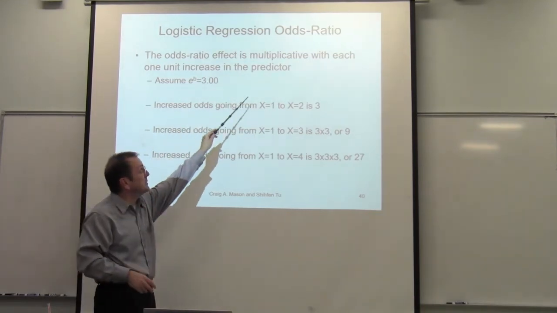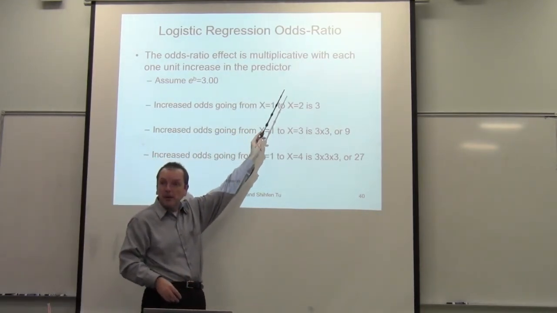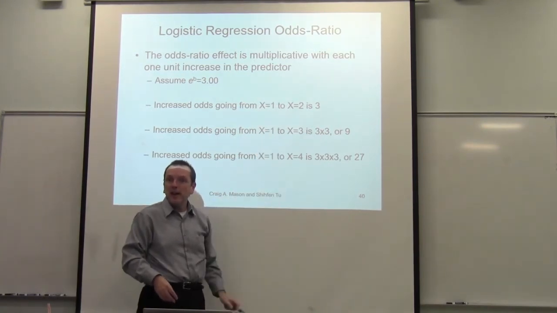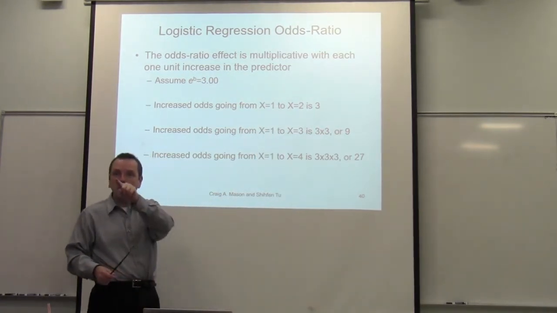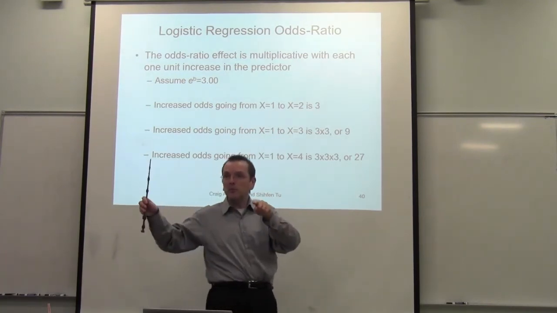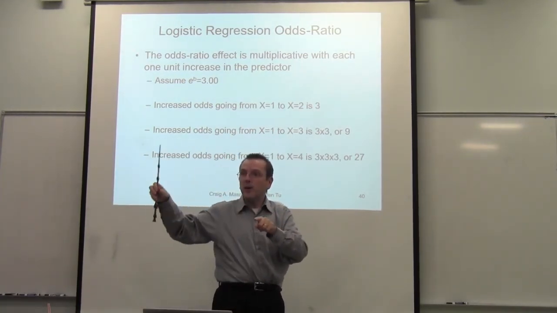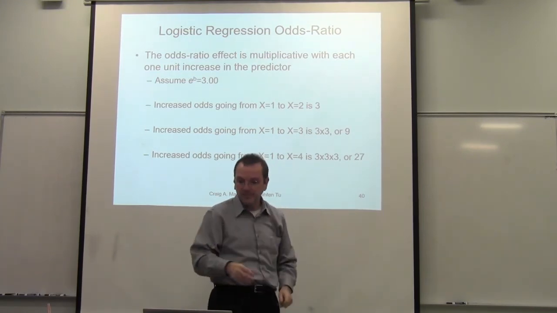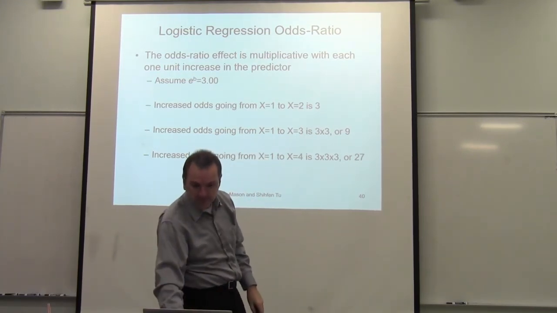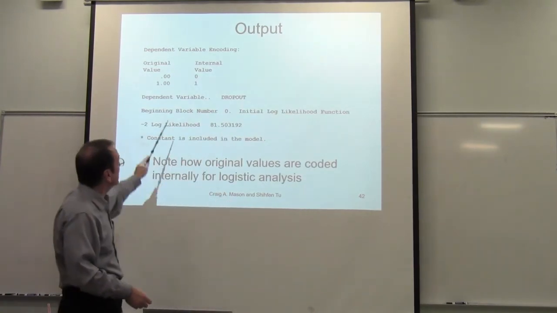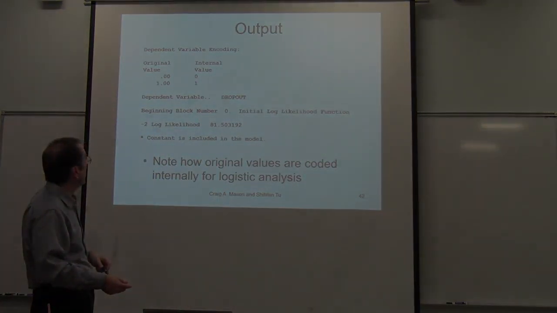But this is where people mess up. I think it's an easy one to slip and think that, oh, I've gone from 0 to 3. If my odds ratio is 3, it's going up 3 times 3 times 3, which is 27, not 9. Important point. You do a logistic regression, and here's some output that you'll often see.